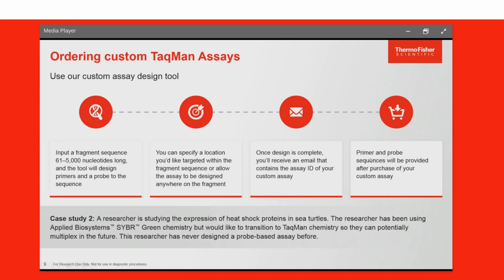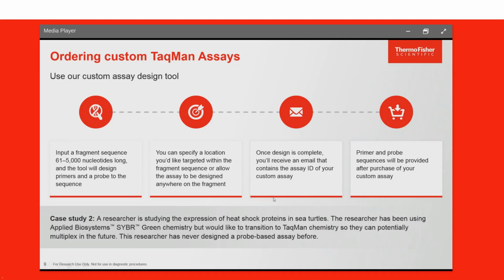So in case study 2, a researcher is studying the expression of heat shock proteins in sea turtles. The researcher has been using Applied Biosystems SYBR Green chemistry, but would like to transition to TaqMan chemistry so they can potentially multiplex in the future. This researcher has never designed a probe-based assay before.